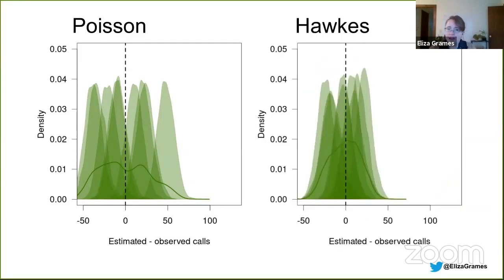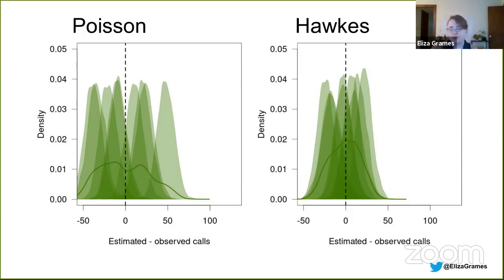And when we fit the exact same data set to the Hawkes model, again, it's centered over 0, and it's a little bit more, I guess, towards the center is the best way to describe it, so it's not as spread out. And so both models are doing a fairly decent job of actually describing the data and being able to predict the original.